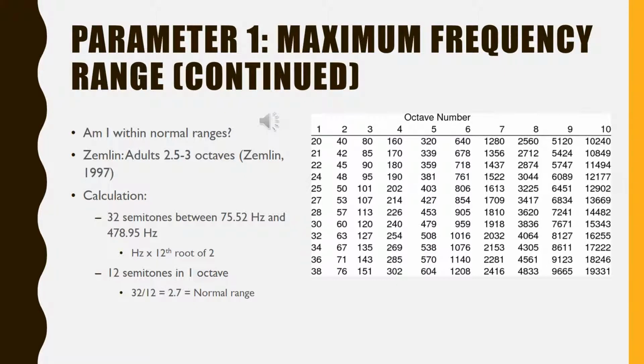Either way, you can see that there are 32 semitones between my lowest and highest pitches, and we know that there are 12 semitones in one octave. So 32 semitones divided by 12 is 2.7 octaves. According to Zemlin's parameters, adults should have a range of 2.5 to 3 octaves in conversational speech, so I am right there within the normal ranges.